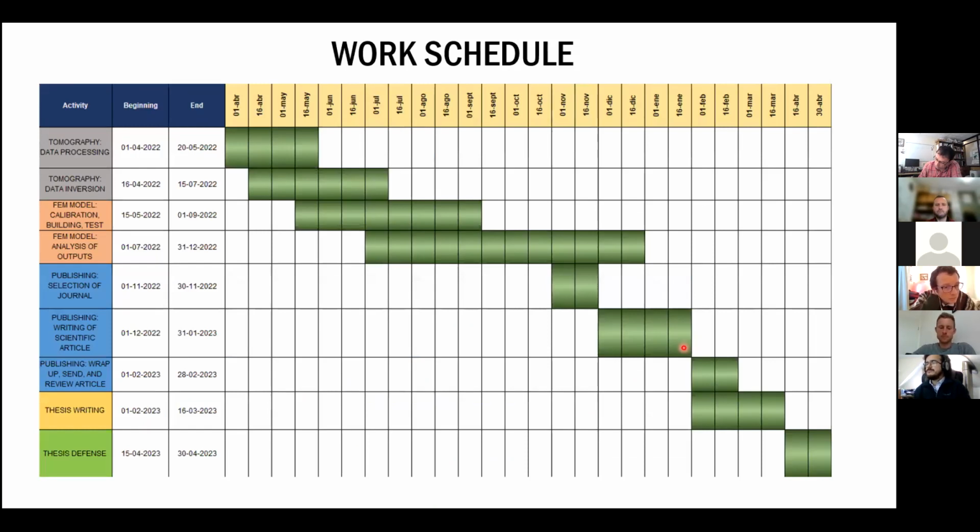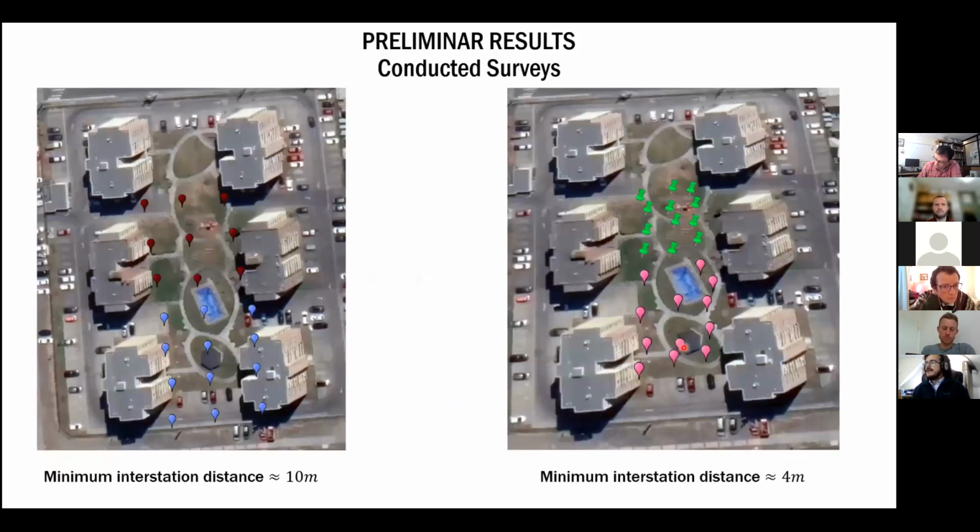Here we have a work schedule that I think I will skip because of the time. And I'm going to talk about our preliminary results and the conducted surveys. Here, the first survey we conducted was a kind of regular survey. Here, the blue dots represent the first part of the survey, and the red dots represent the second part.